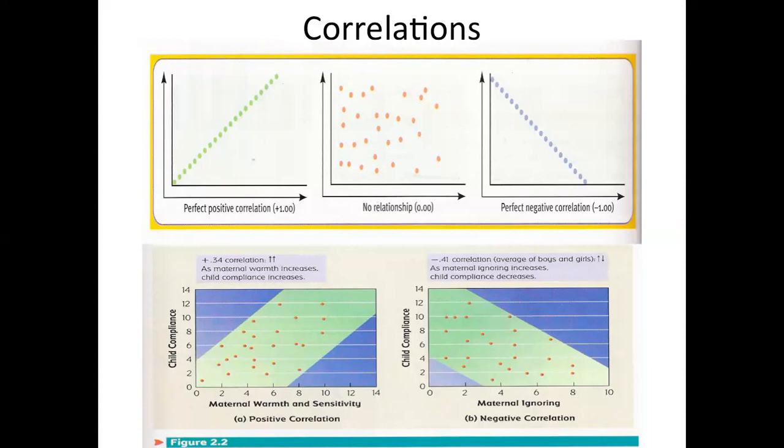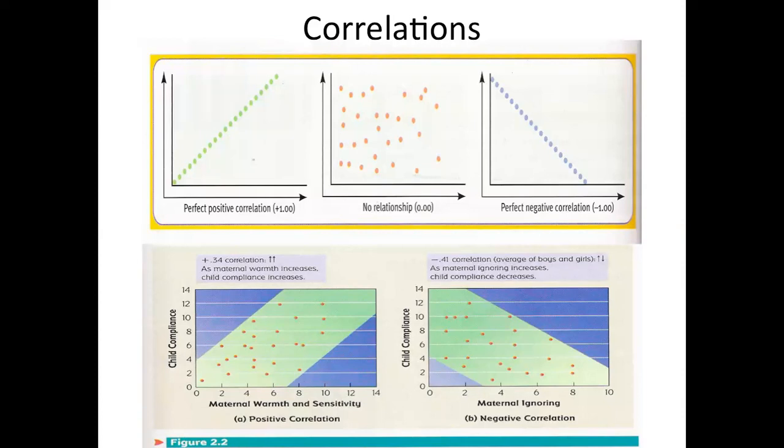On the bottom right, we see a green highlight slope downward to the right. So that's a negative correlation. And this would be as maternal ignoring increases, child compliance decreases. So they're going in opposite directions. But what I love about comparing the top panel to the bottom panel is you can see that in reality, you don't usually get the dots lined up in a single straight line. You don't get perfect correlations.